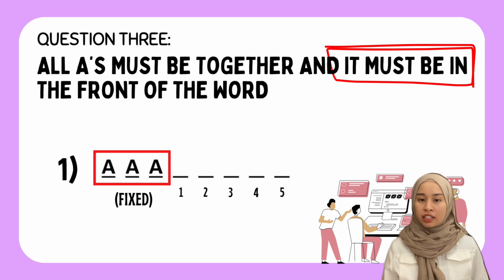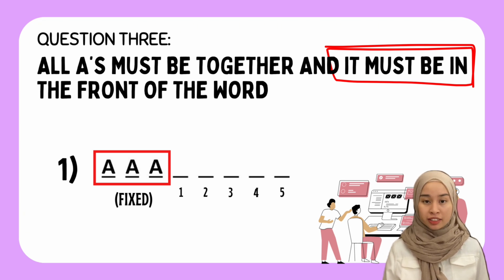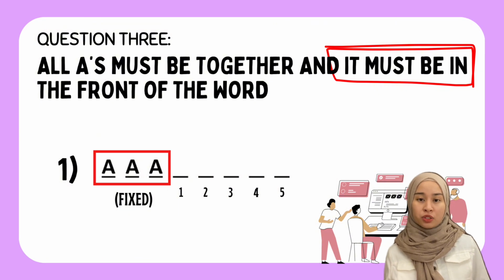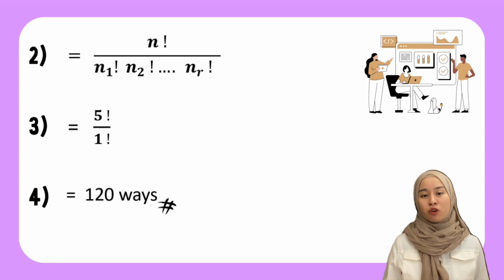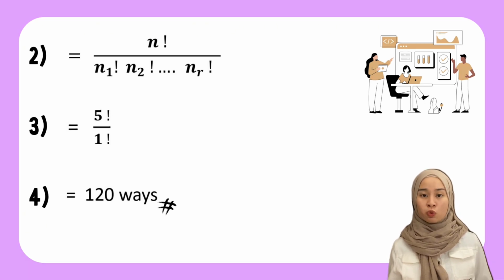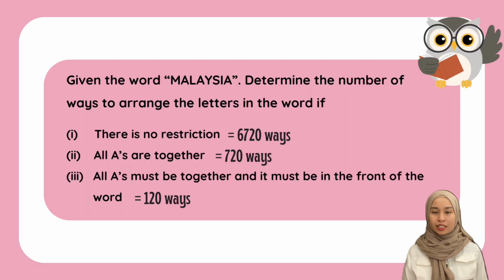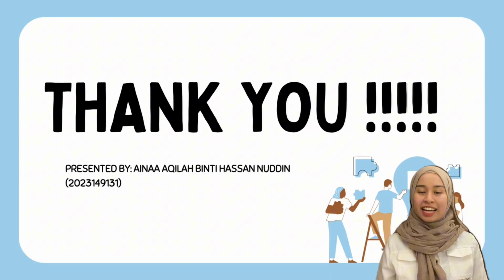This A cannot be counted because it's already fixed, so no need to count it. So you can start to count here as 1 until 5. By using the same formula, we enter the values in it, and the answer that we will get is 120 ways. So to conclude, for the first question we get 6,720 ways, the second question we get 720 ways, and the last question we get 120 ways.